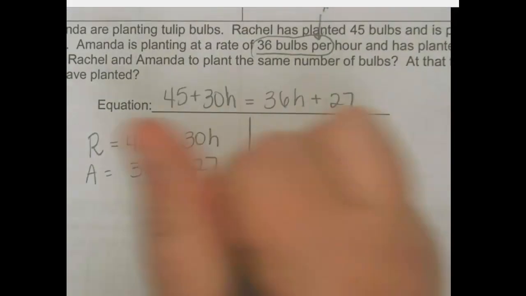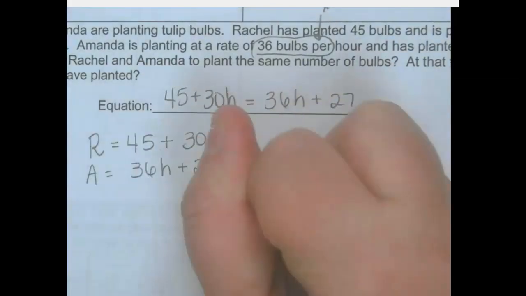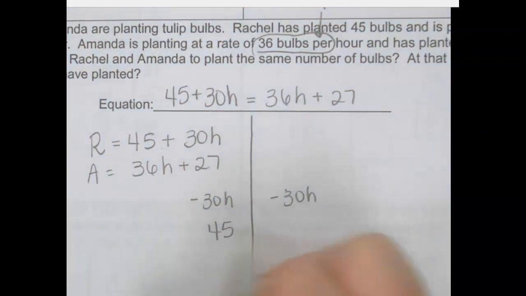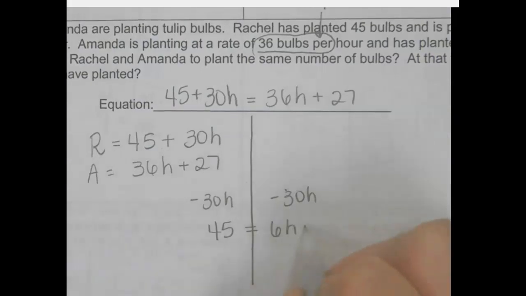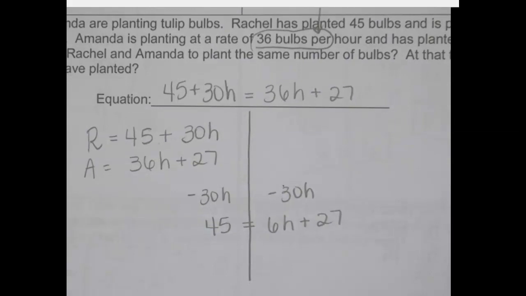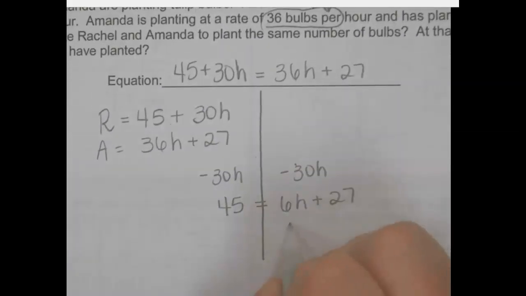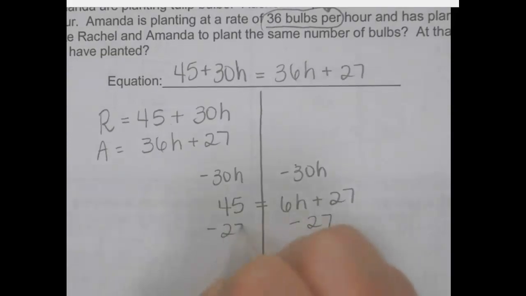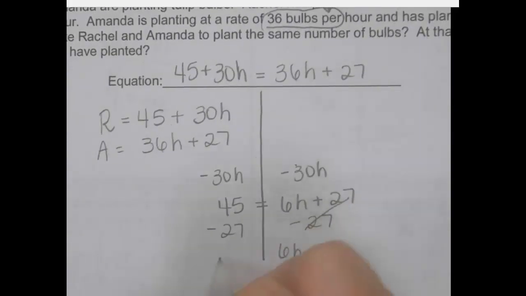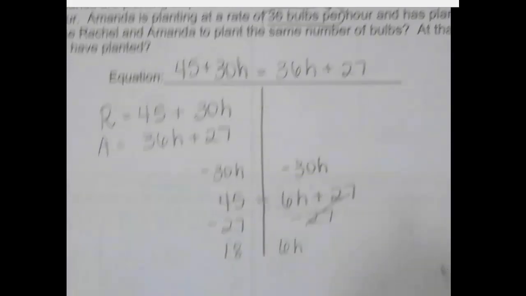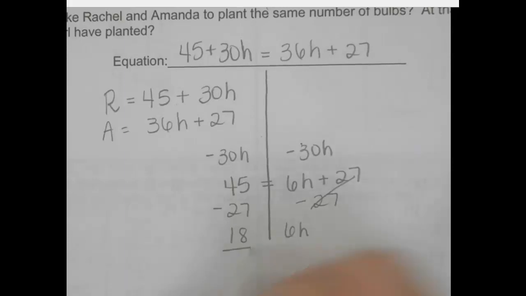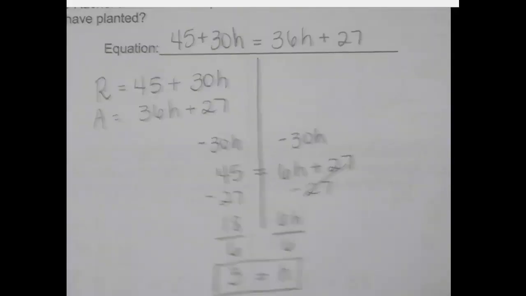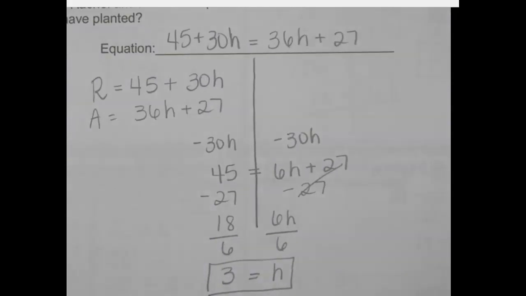Start by moving my smaller variable. So I'm going to move my 30h, leaving me with just 45 on the left, and 6h plus 27 on the right. Subtract 27 from both sides. We get 18. Divide both sides by 6. And it will take 3 hours for the girls to have planted the same. So that answers one question.